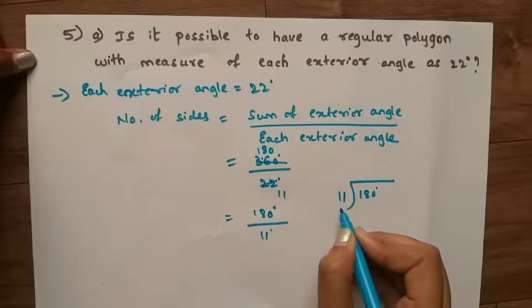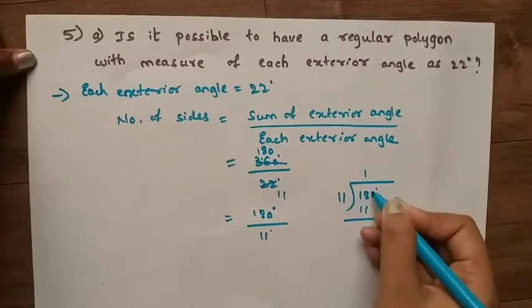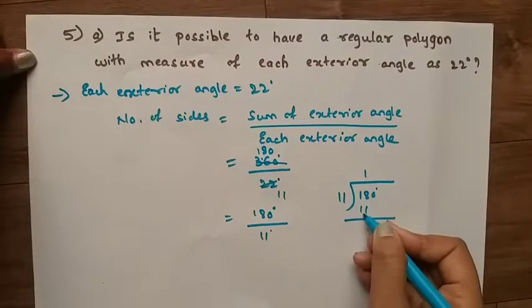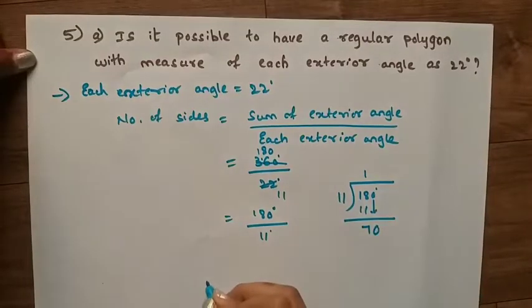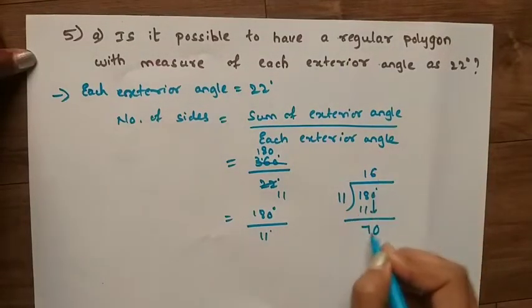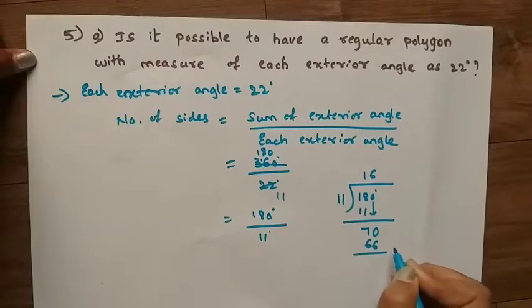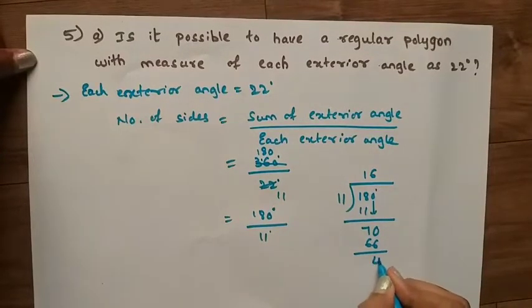Here it is an easy division method. So check here: 11 1s are 11. So 18 minus 11 is 7. Here take the 0 as it is. It becomes a round figure, 70. So 11 6s are 66, which is the nearest number. So again 70 minus 66 is 4.